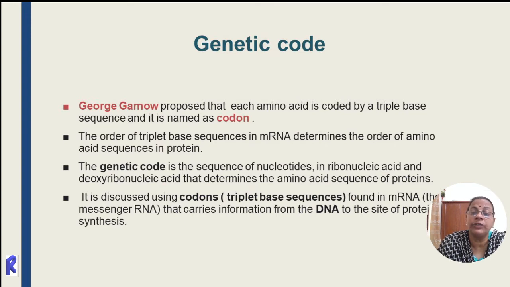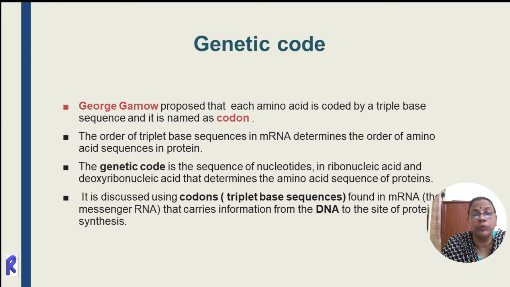So here George Gamow said triplet base sequences can give rise to a single amino acid, or that base sequence can code for a single amino acid. So the definition of genetic code: it is the sequence of nucleotides within the RNA or DNA which codes for the amino acid sequence in a protein molecule. Each triplet sequence will code for a particular amino acid. So there can be a combination of 64 triplet combinations. And from this they framed the main characteristic features of genetic code.